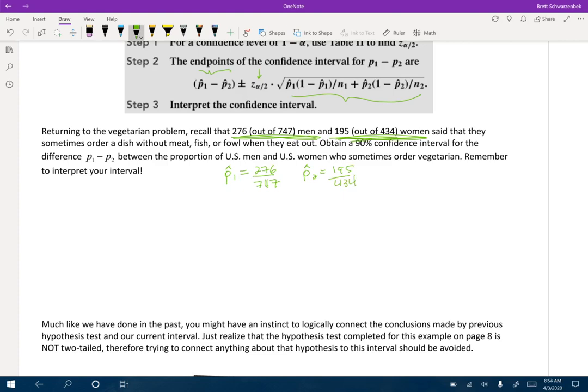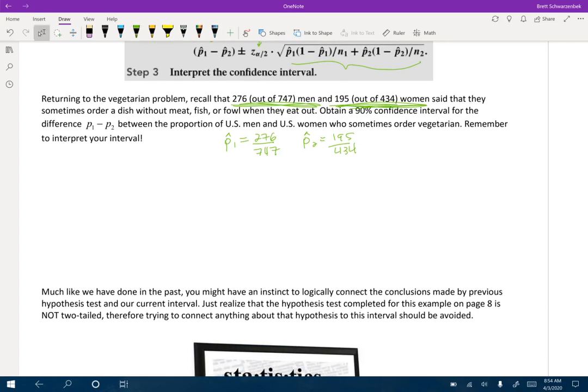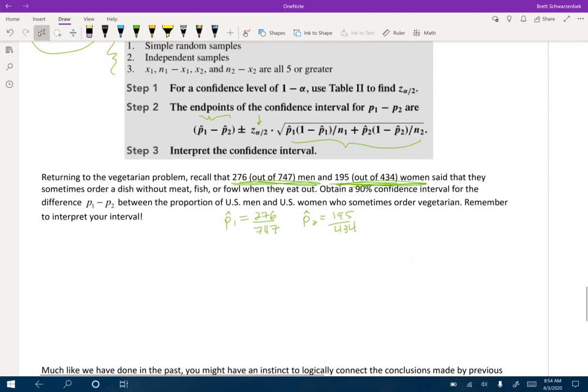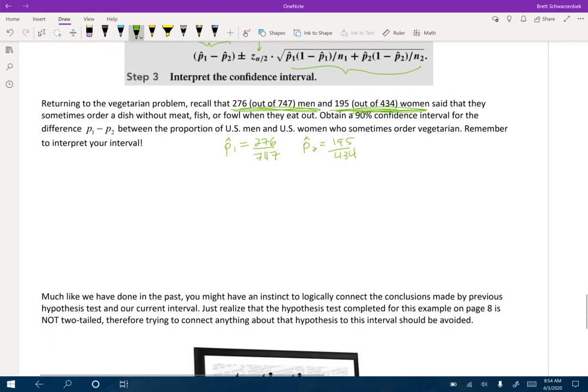We're obtaining a 90% confidence interval for the difference p1 minus p2 between the US men and women who sometimes order vegetarian. We already did the assumptions previously, but you would need to check them again. For example, 276 is bigger than 5, and 747 minus 276 is bigger than 5. We just did that two examples ago, but you would have to do that in an interval if they requested it.